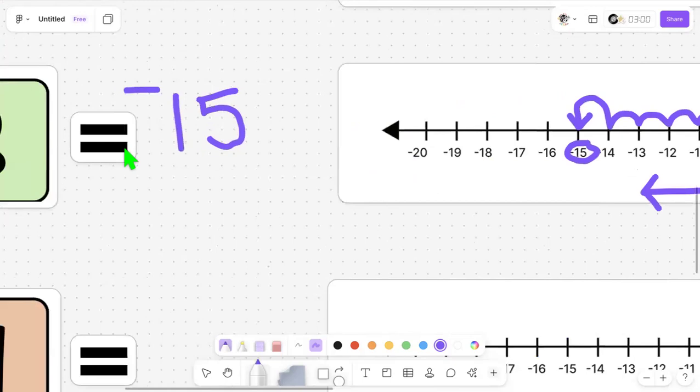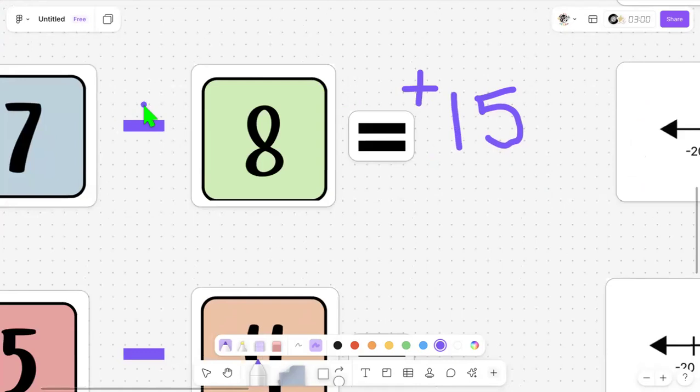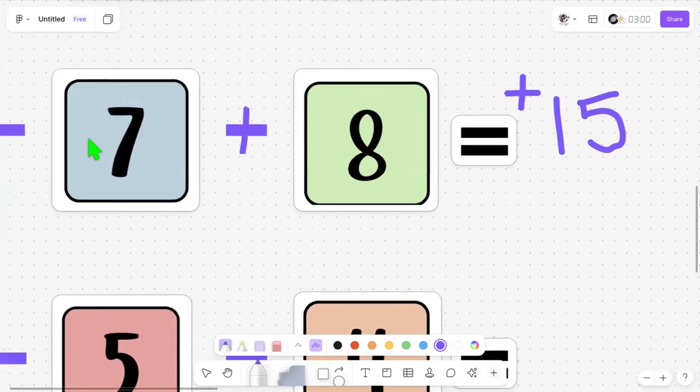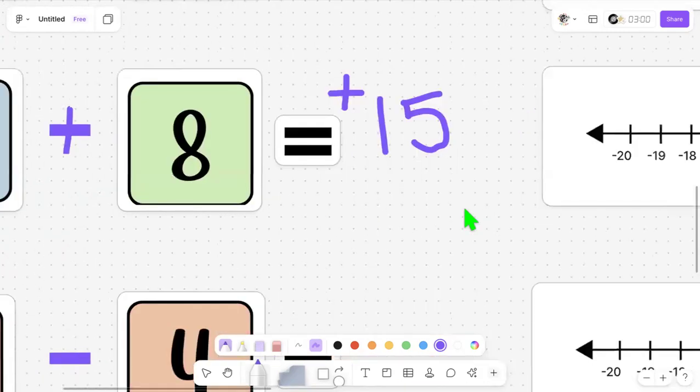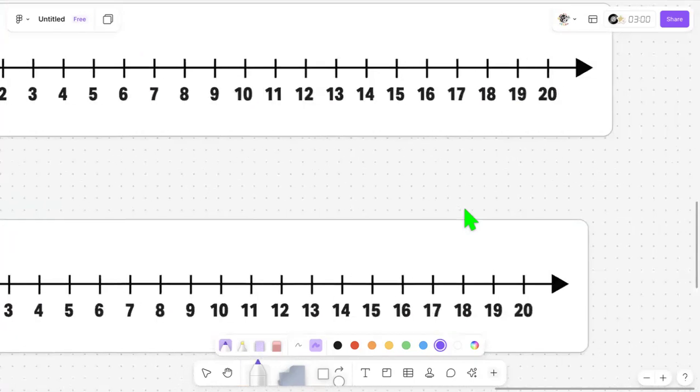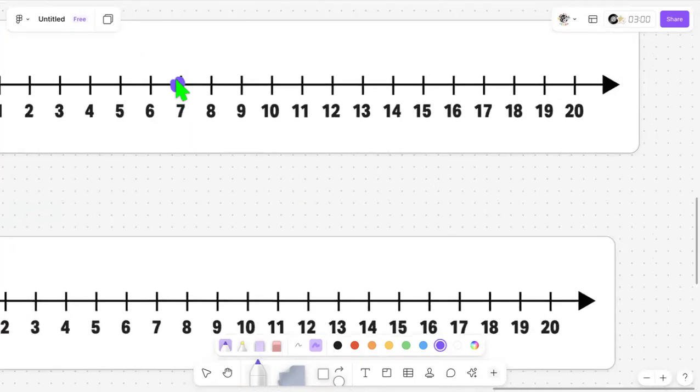And that indeed turns into the answer -15. Now, if I changed my question to combining positive numbers, then for sure, because I would move right on the number line, my answer would also be positive. So let's test that out. This time I'm starting at +7. I'm going to move 1, 2, 3, 4, 5, 6, 7, 8 spaces to the right, and that will land me at +15.